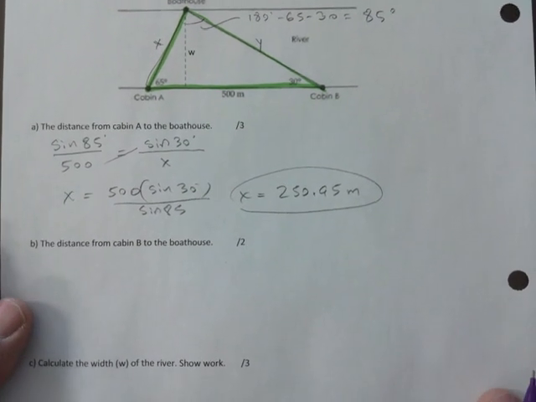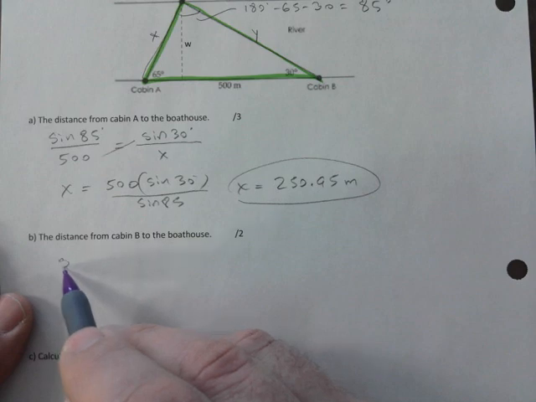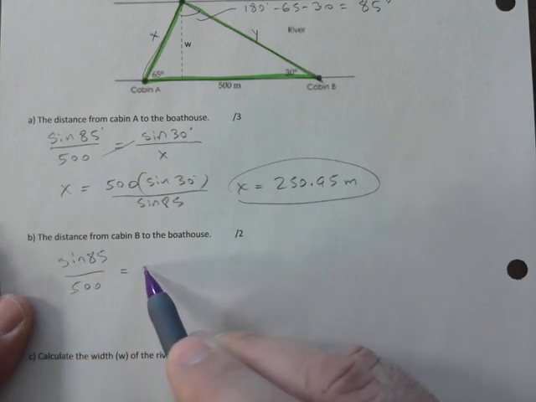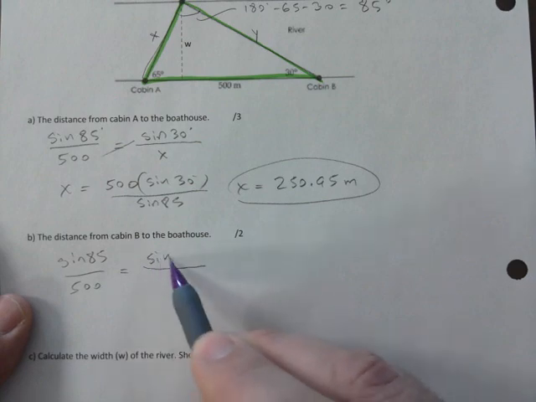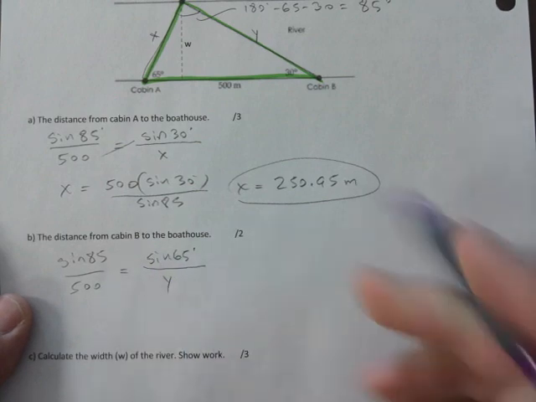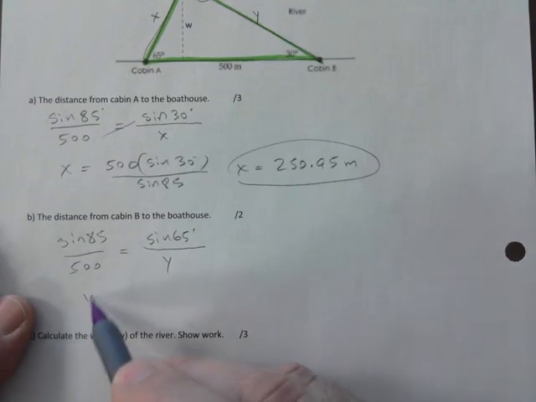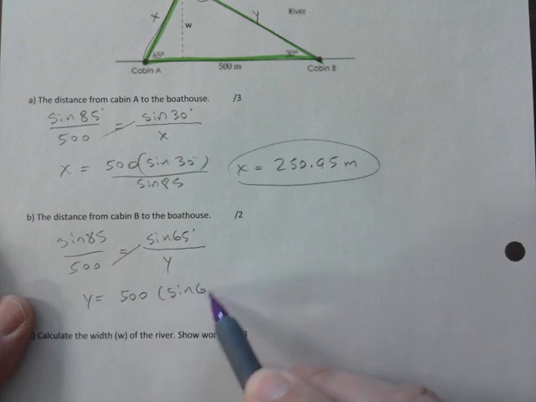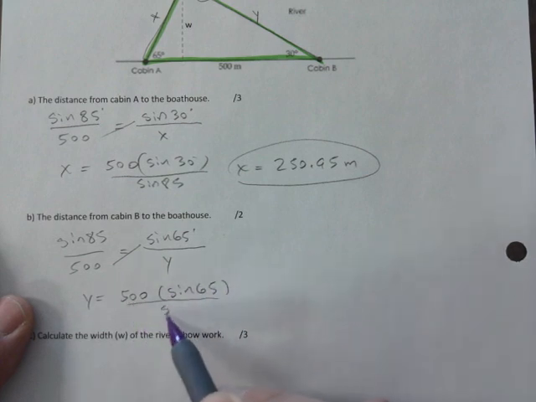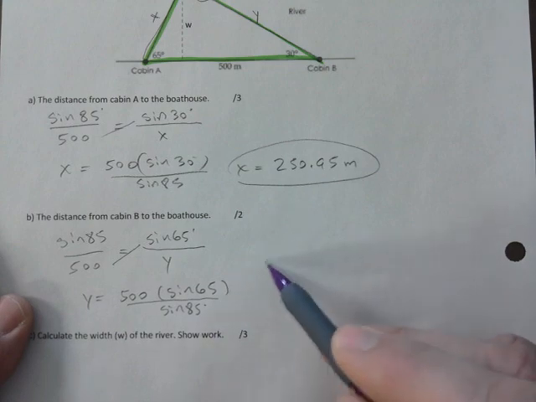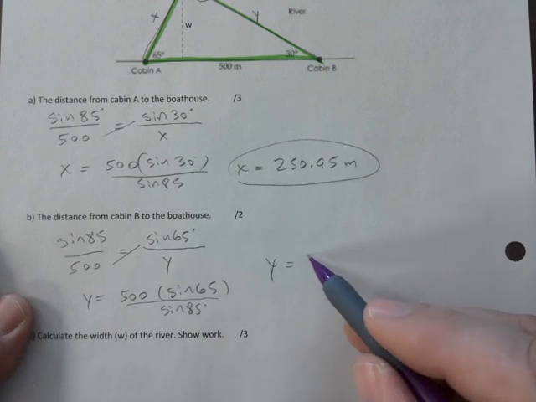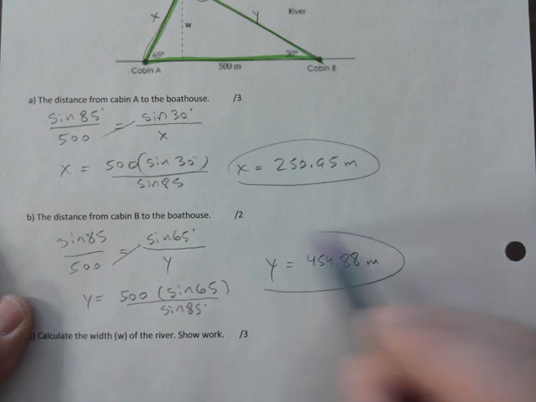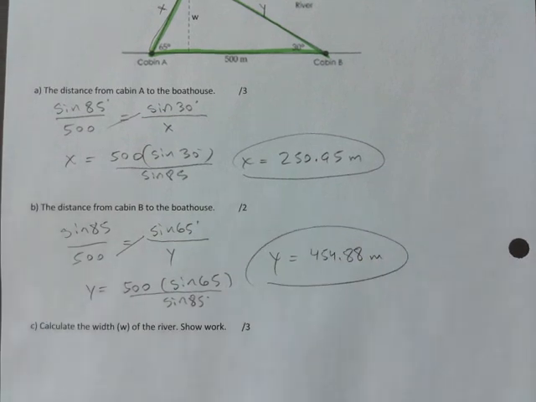So I proceed the same way. Sine of 85 over 500, that's my pair. And on the other side, I will go sine of 65 over Y. Whatever you call it is fine. So cross multiply, right? Divide by sine 85. Y is 454.88. Okay.